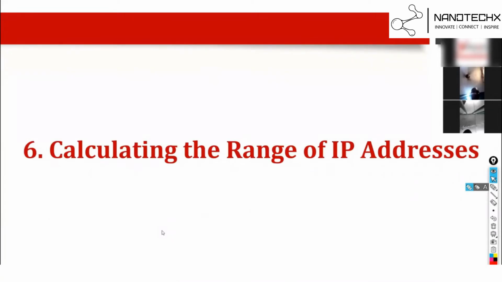14 total and 14 usable. Very good. Okay, so let's move to part number 6. Now, this is also the real math. So we are reaching the next level of subnetting. We have to calculate the range of IP addresses. Let's say somebody told you, in our previous example, let's go there.